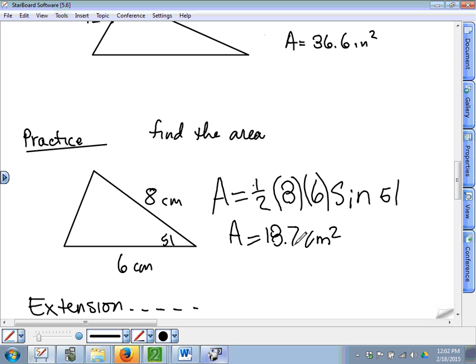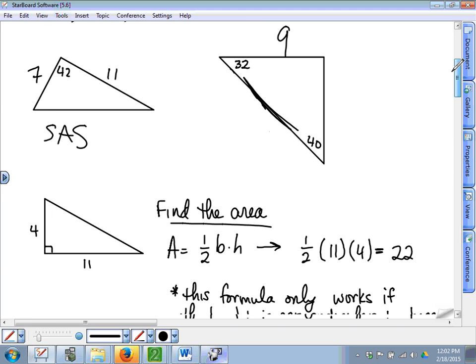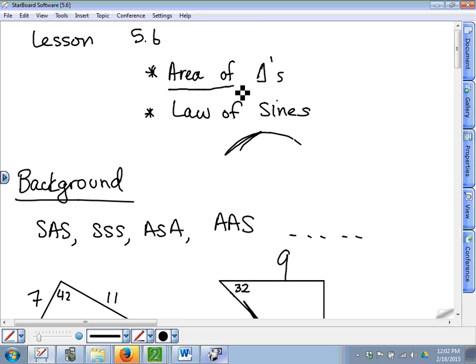Questions? Okay, so just to wrap this up, we've been talking about area of triangles. The formula you guys learned in junior high only works if the height is perpendicular to the base, right? Right. Okay, we've just practiced another formula where all you have to have is two sides and an angle in between them. Doesn't matter if the height is perpendicular. You don't even have to have a height. Okay. We need to talk about law of sines.